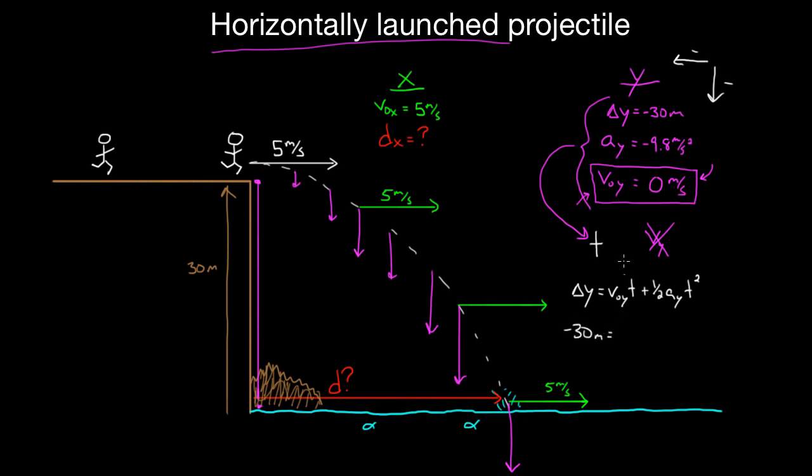My initial velocity in the y direction is 0. This is where the mistake would happen. People just really want to plug that 5 in over here, but don't do it. It's a trap. So 0 times t is just 0, so that whole term is 0.